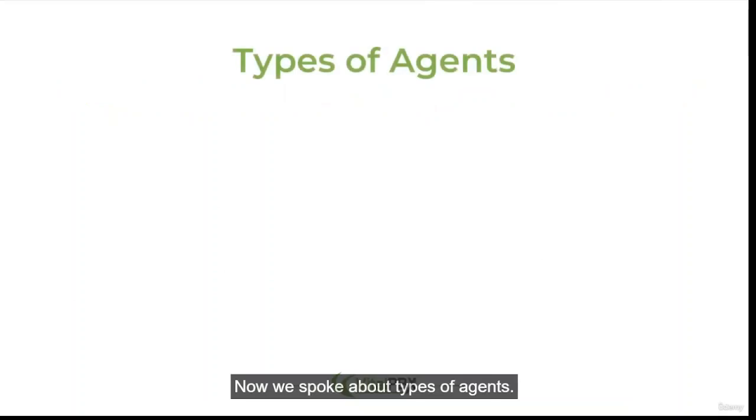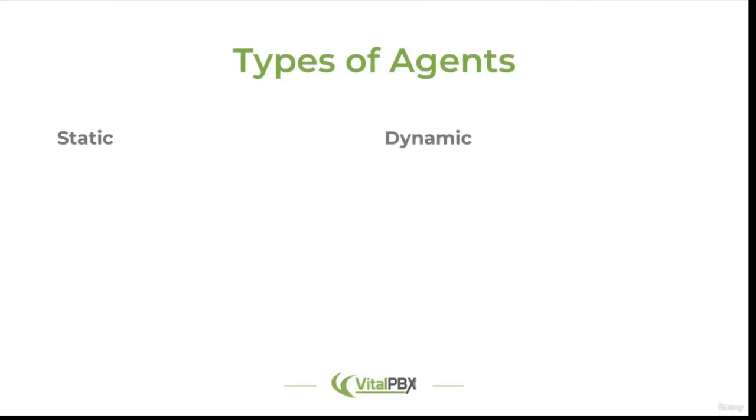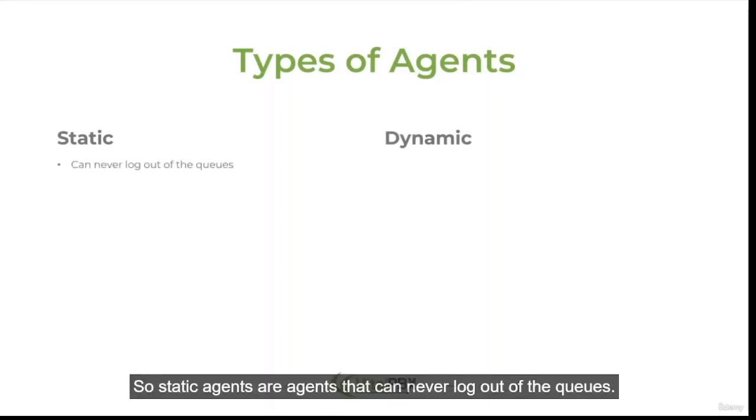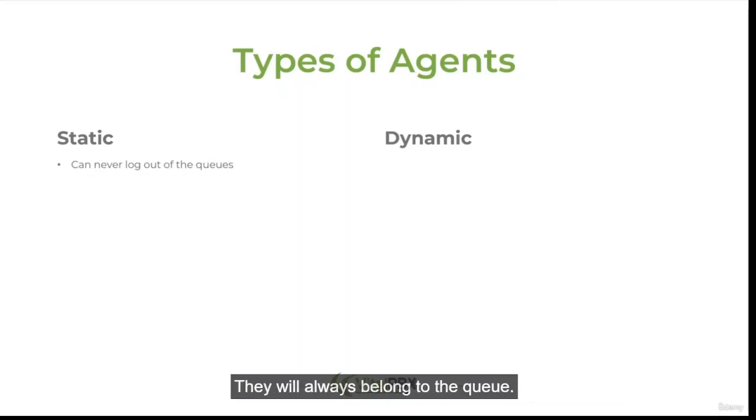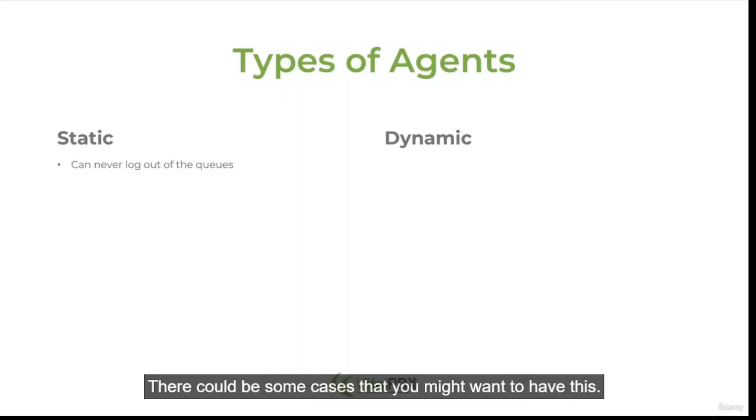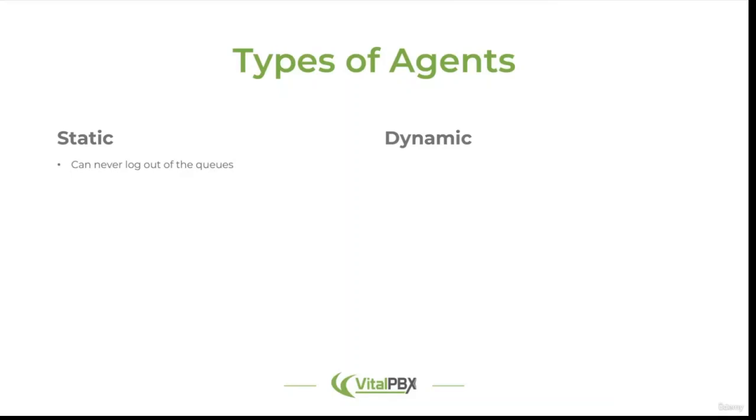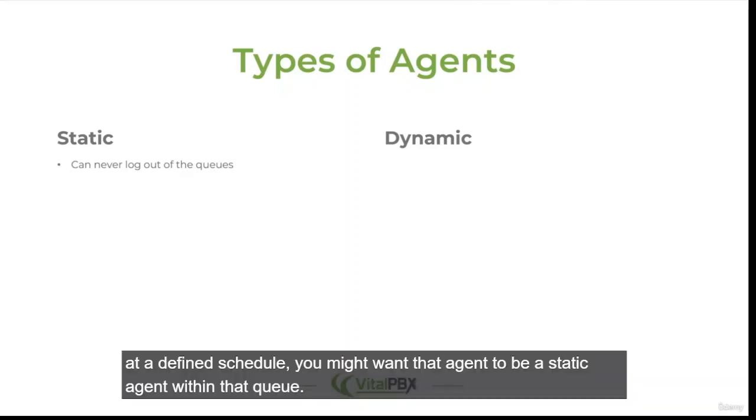Now, we spoke about types of agents. So we said there's static and there's dynamic. So static agents are agents that can never log out of the queues. They will always belong to the queue. There could be some cases that you might want to have this. For example, if it's the same agent that works every single day at a defined schedule, you might want that agent to be a static agent within that queue.